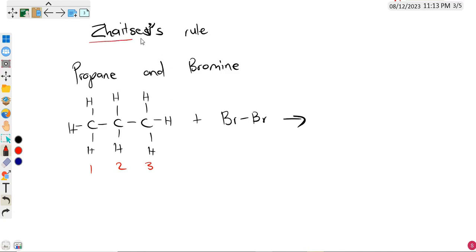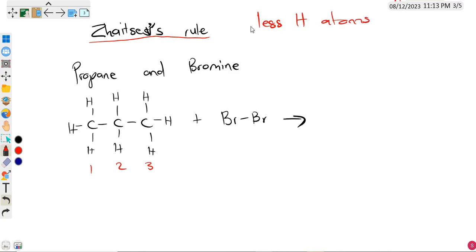The rule that was proposed by Zaitsev simply says that it's actually the opposite of Markovnikov's rule. Remember that Markovnikov's rule says that you should add to the carbon atom that already has more hydrogen atoms, right? But Zaitsev's rule says that the one with less hydrogen atoms is the one you are going to take from.